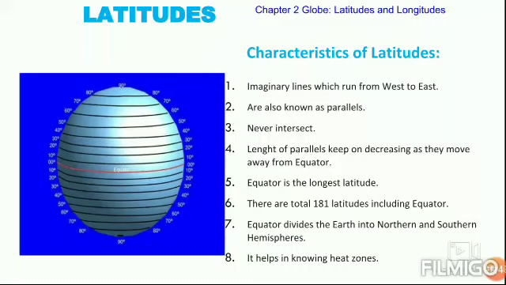Now, we are learning these latitudes in reference to Earth. So, it is very important to understand that there are a total of 181 latitudes on the Earth. But again, I am telling you children, they are not physical lines. They are just imaginary lines which are there on the Earth, right? And how are these latitudes used? They are used to know the different heat zones on the Earth.